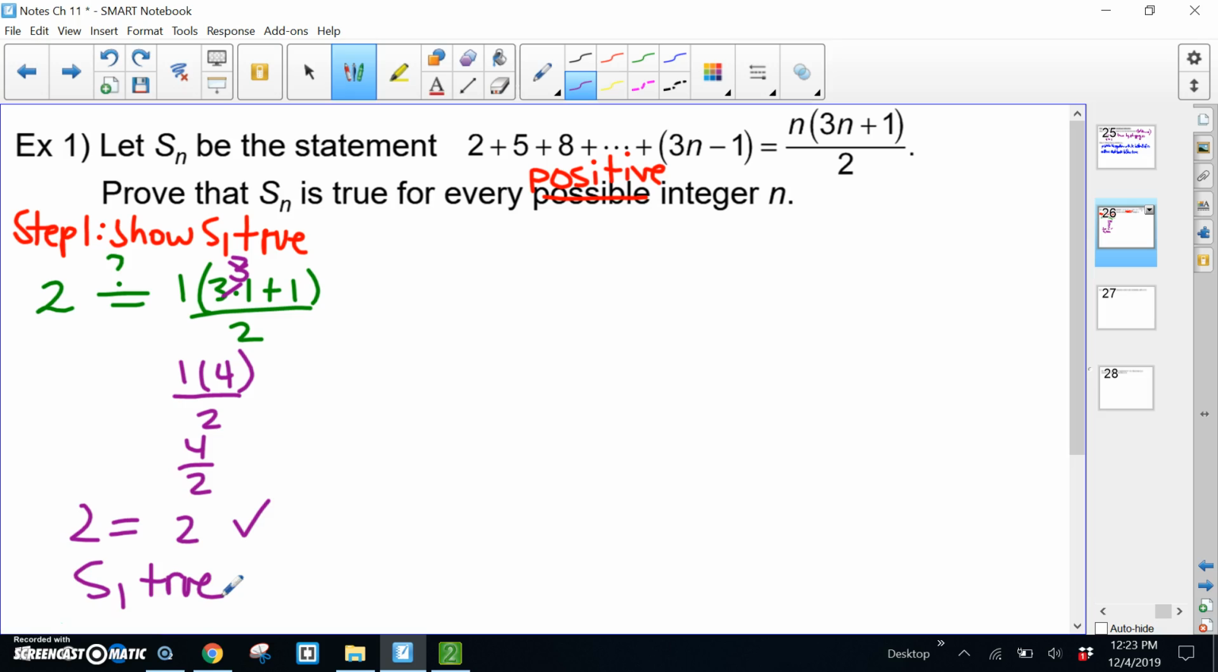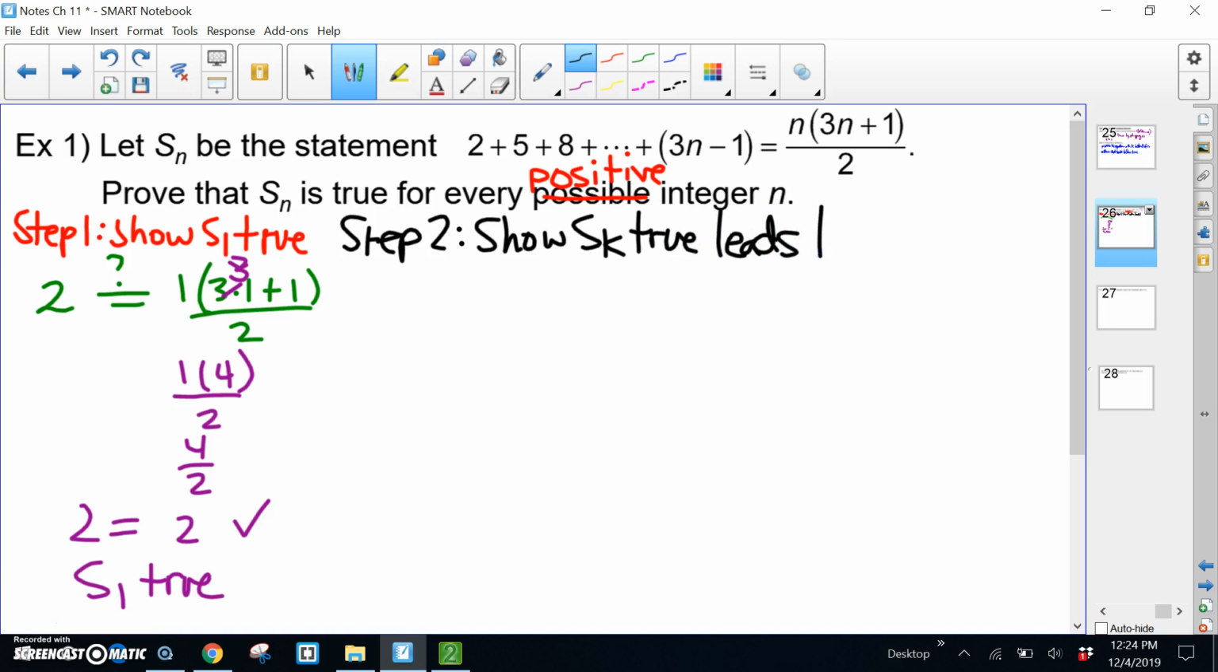Now, that does not prove that all of the dominoes fall down. This only proves that the first domino falls down. Okay? I know the first domino falls down. Step 2 is the hard part. We want to show that SK true leads to SK plus 1 true.